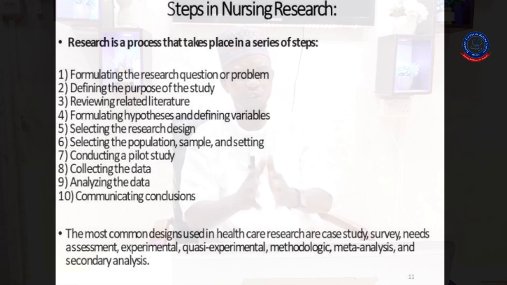Then you select your research design. You design how you want the research to be carried out. Then you select the population, sample, and setting. Okay, this is my research. Which population, which sample, which community am I targeting? Then conducting a pilot study. You have to conduct something like a feasibility study. You have to do it on a smaller scale before you generalize to make it a bigger one.